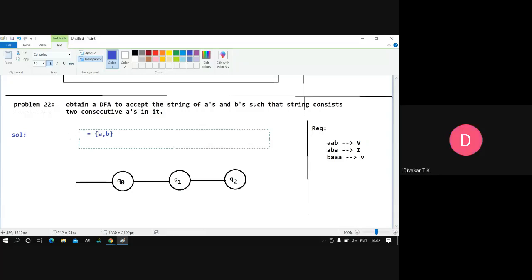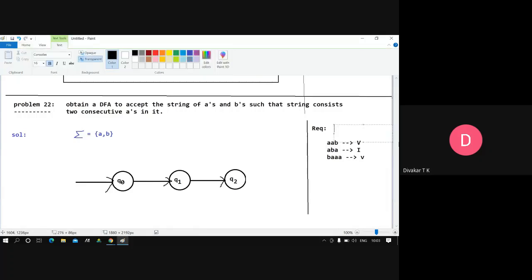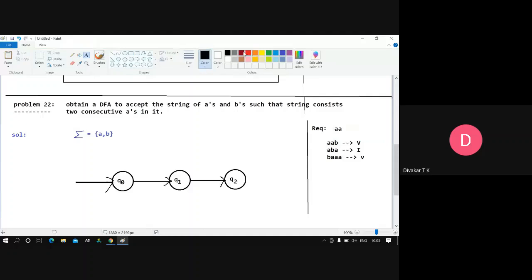Once again, hold on, and I'll ask a few more questions. So this is the sigma part here. Now I have not written any arrow symbol here, so I'll write the arrow symbol. Now tell me, what is the requirement? Two consecutive A's means at least two A's should be there, no? Yes, sir. Very good, perfect.